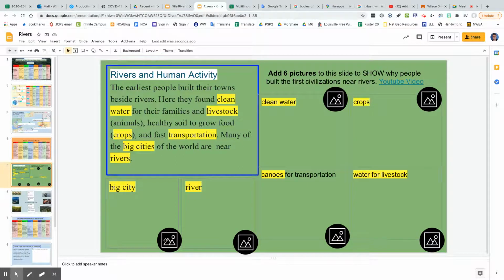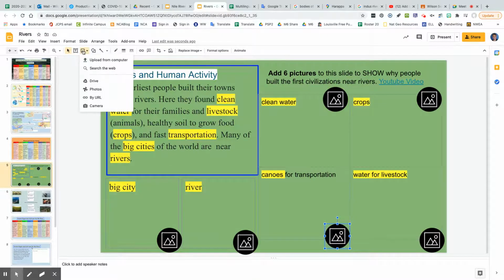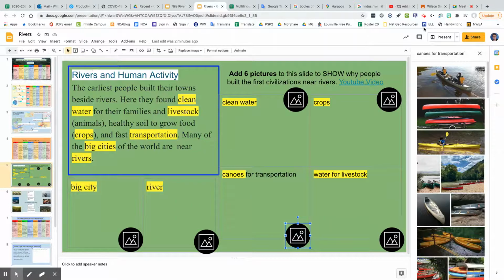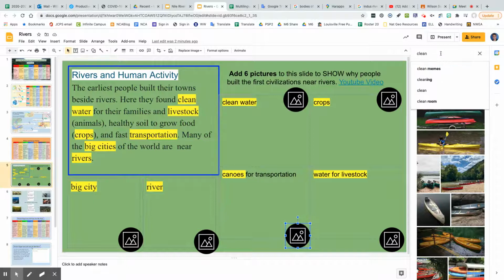So every time you see this picture, you will add an image to this page. So go up here to the Insert Image, go down to Search the Web. And then up top here, you will type in the words that are in yellow. So you will type in clean water.